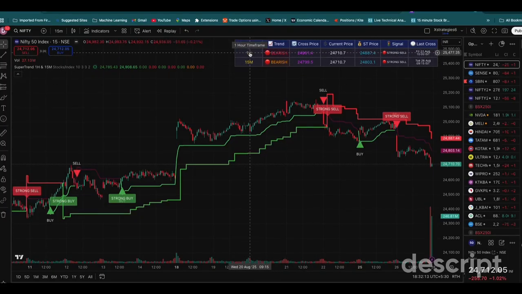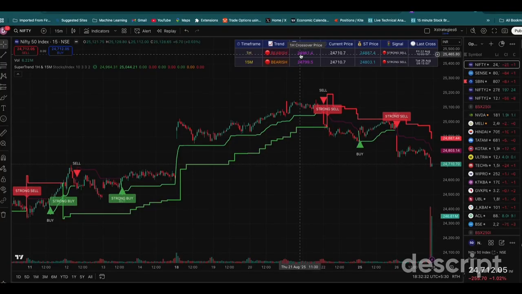So here pretty much it is saying 1 hour is bearish and then 15 minutes is bearish, and then you will also get the crossover. This is the cross price. When it is cross price, it doesn't show immediately. It actually shows the next candle. Just be aware of that. And also you will see current price. So technically, the crossover is 24,961.